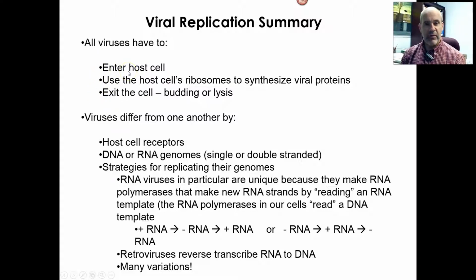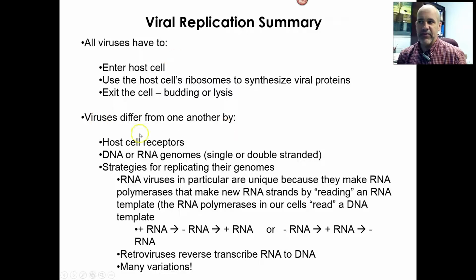They're going to have to go through those 5 major steps we talked about in some way. They've all got to use the host cell's ribosomes to make their proteins. Viruses don't have protein production machinery. In some cases, they'll also use other DNA replication and transcription machinery and things like that as well. That's going to vary from virus to virus.